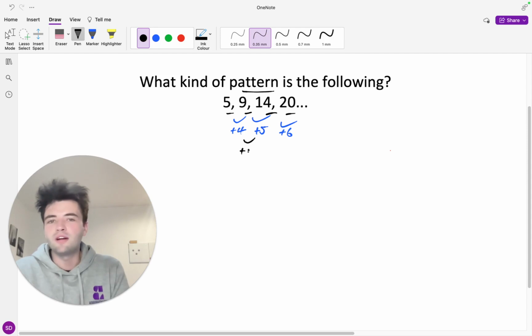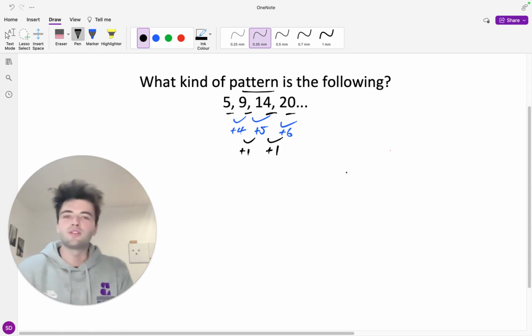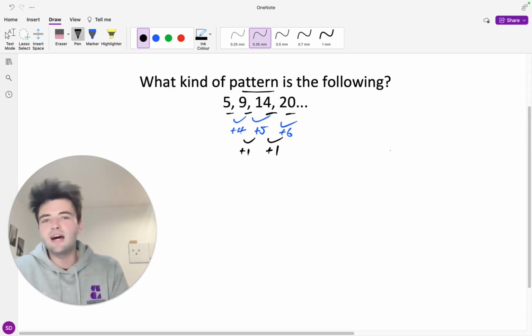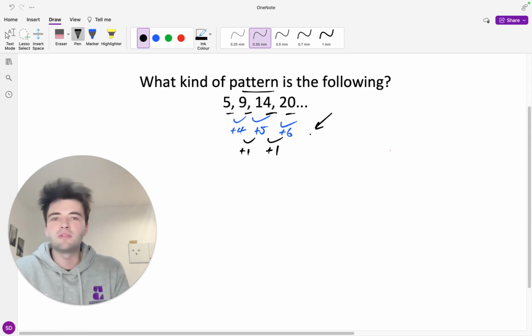And so because of that, our second difference, so the difference between the differences, is going to be plus 1. So that's going to be actually what the true pattern is here. And so whenever this happens where you've got one difference which isn't the same, but then the difference between the differences is the same, then you're going to have what's called a quadratic pattern.